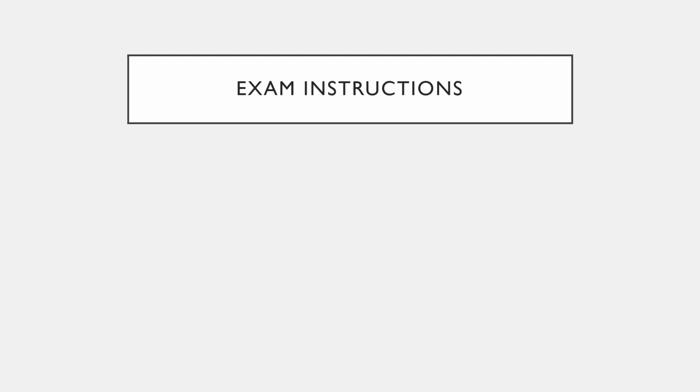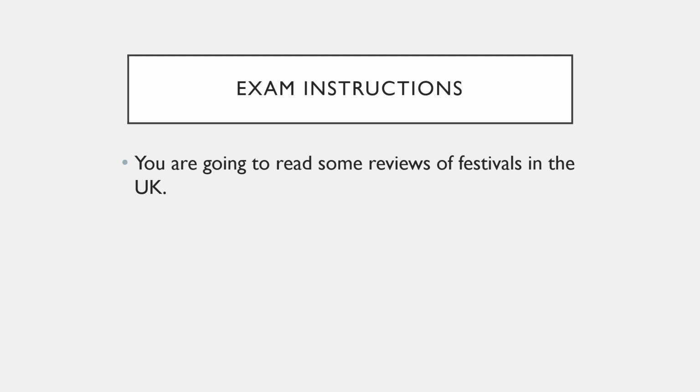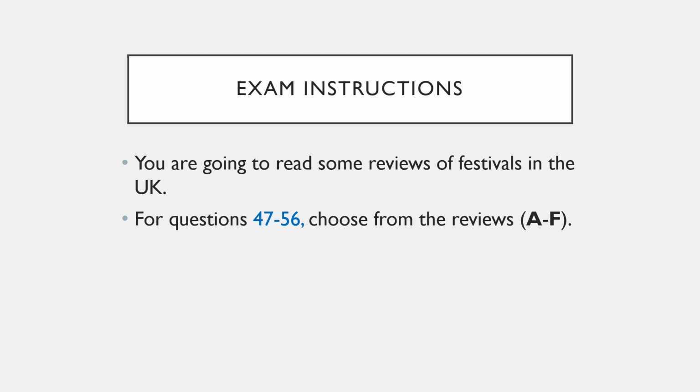Now let's look at the instructions for a typical Part 8 exam question. You're going to do this practice task in a moment. You're going to read some reviews of festivals in the UK. The questions are numbered 47 to 56. For each question, choose from the reviews A to F. Each review can be chosen more than once. To do this task more easily, print out the reading handout so that you can write on it.